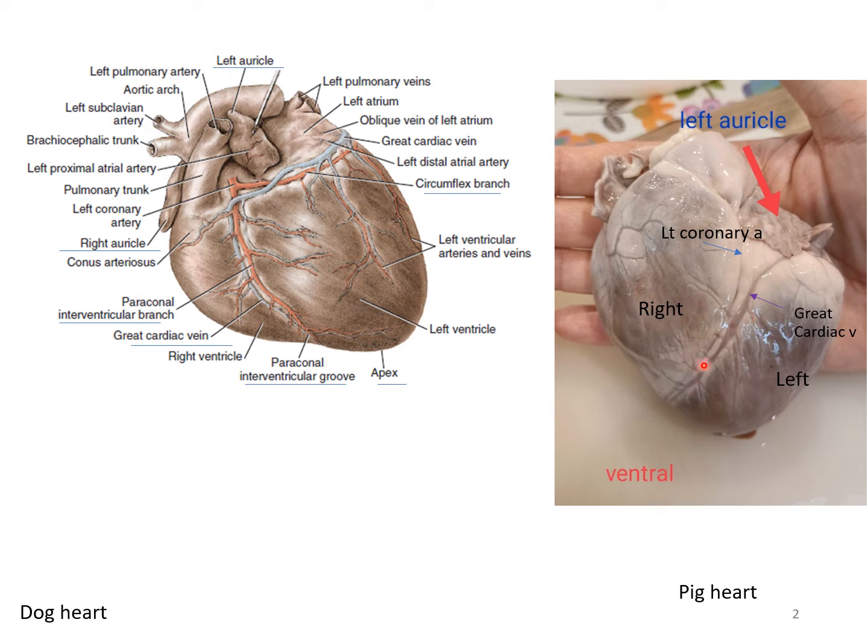Inside the groove, you can see two vessels. The first one is the left coronary artery, which comes straight from the aorta. Another one is the great cardiac vein, which will circle around the heart and end at the right atrium. So now you can see the auricles, left auricle and right auricle. The auricle is part of the atrium.